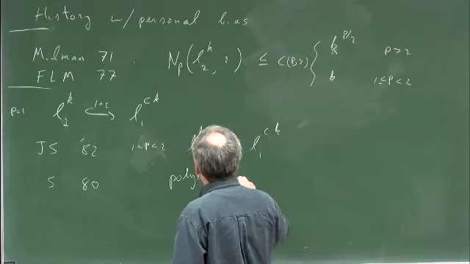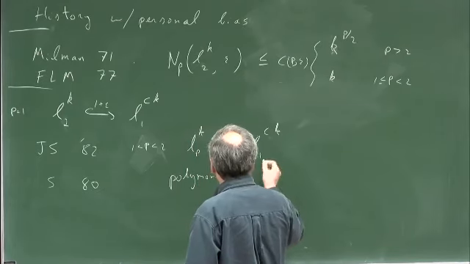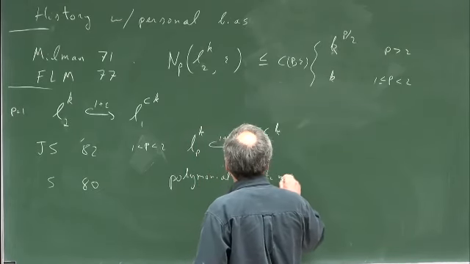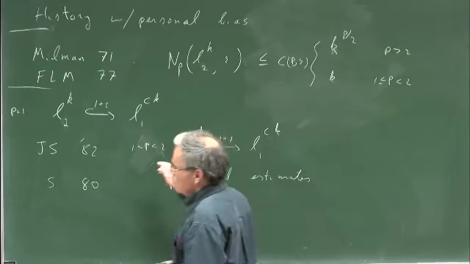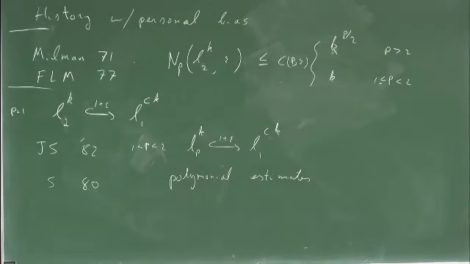I will not specify exactly what, but there are polynomial estimates for this N(p,k,epsilon) in terms of k. Not exactly this, but some other powers. Here it was, for instance, p over 2 plus 1 or something.